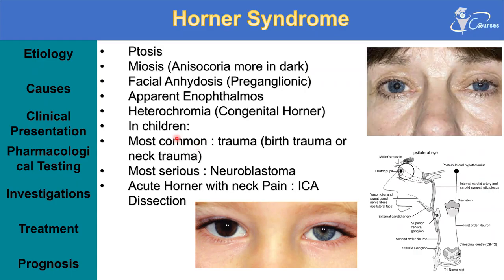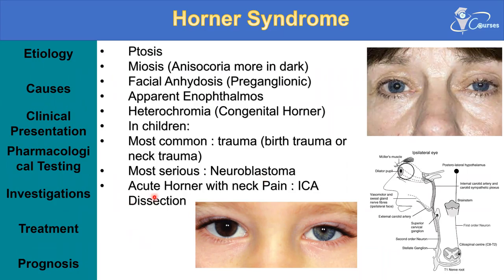In children, it is very important to know the causes of Horner syndrome. The most common is trauma, like birth trauma and neck trauma, which, as we said, can cause preganglionic Horner. So those children who are born with Horner syndrome can be due to birth trauma, or they can be subjected to neck trauma. But if the history of trauma is excluded, then the most serious cause to consider is neuroblastoma. We will discuss this in pediatric ophthalmology. So neuroblastoma is very important to exclude in children with Horner syndrome.